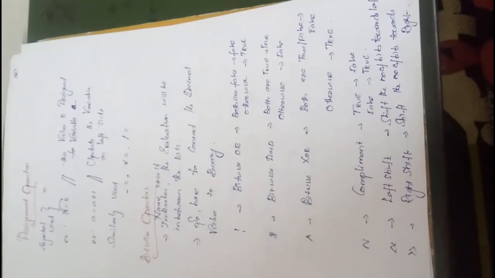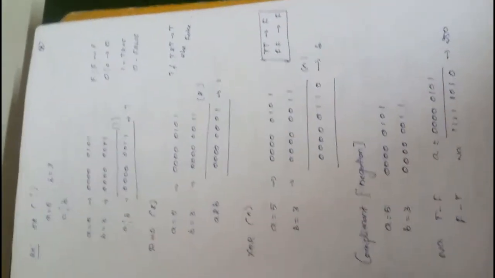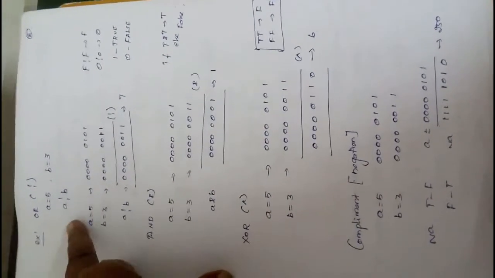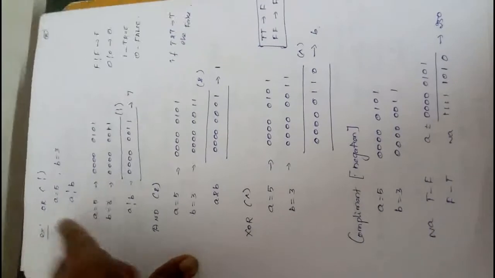So these are the general operators that we are using: bitwise operators, bitwise AND, bitwise OR, bitwise XOR, complement operation, then left shift, right shift. So here this is an example for performing bitwise operators. If you want to perform bitwise OR, here I have taken an example.